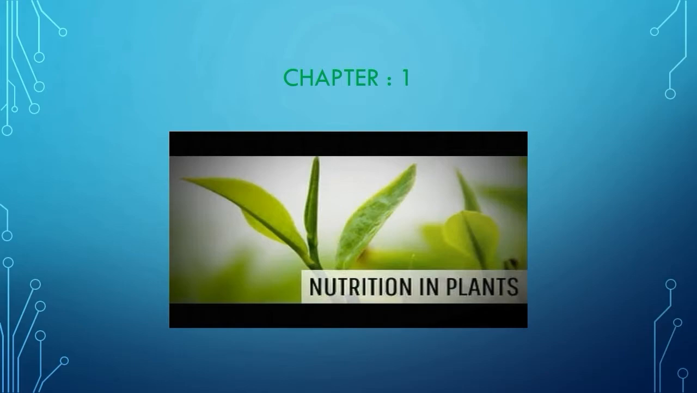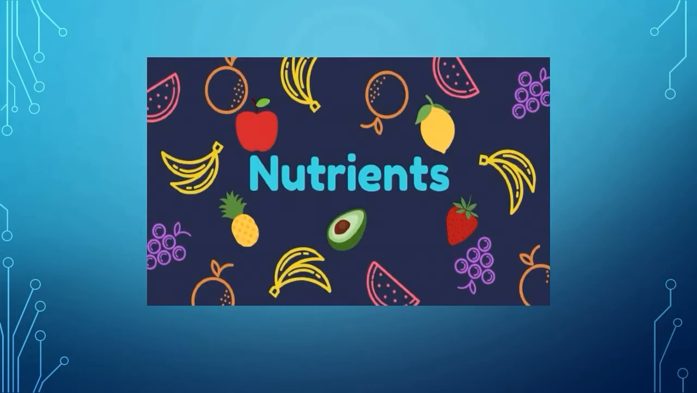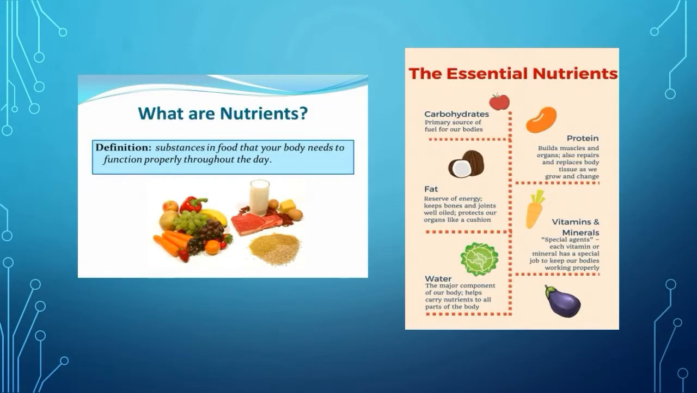Now let us see Chapter 1 Nutrition in Plants. This is the part 1 video. Now let us see about nutrients. What are nutrients? Substances in food that our body needs to function properly throughout the day. Now let's see the essential nutrients. Carbohydrates, fat, water, protein, vitamins and minerals.